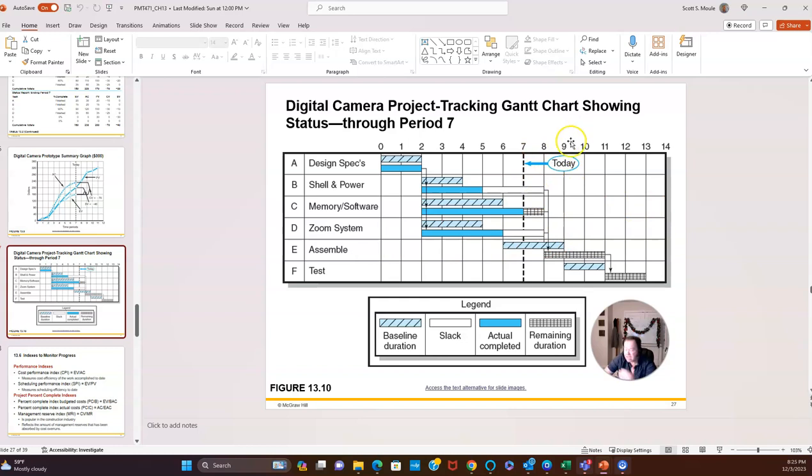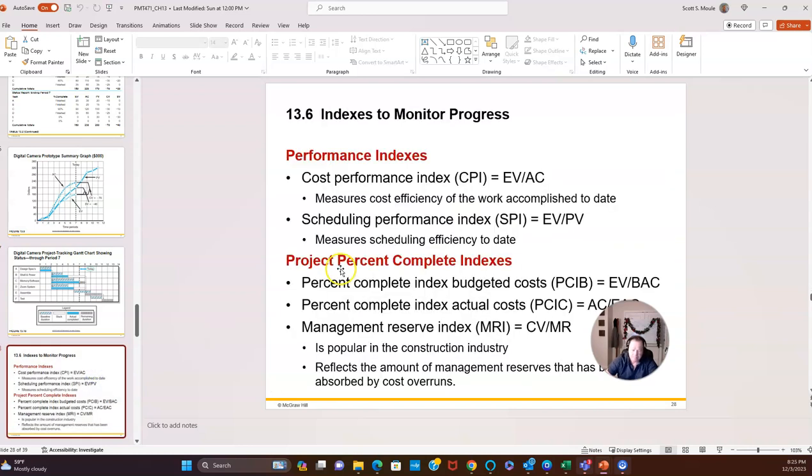So that's the whole purpose of tracking a schedule, to be able to very early on communicate to your stakeholders, your sponsor, your leadership team, how you are progressing on your project. Are you under or over budget? Are you ahead or behind on schedule? So a lot of these use what's called performance indicators.